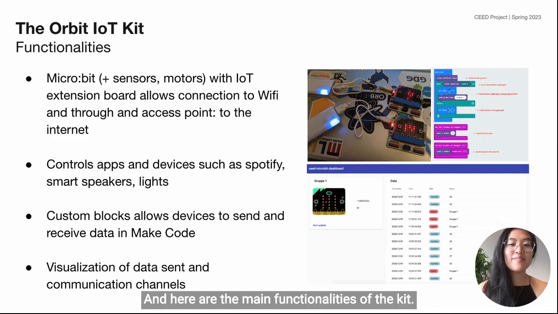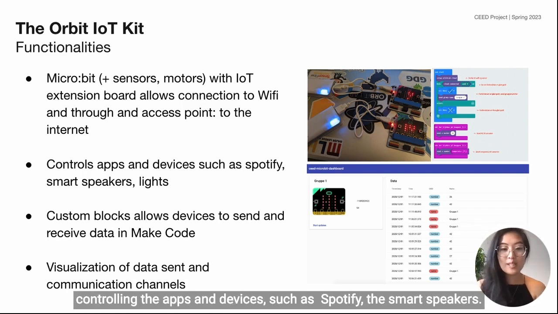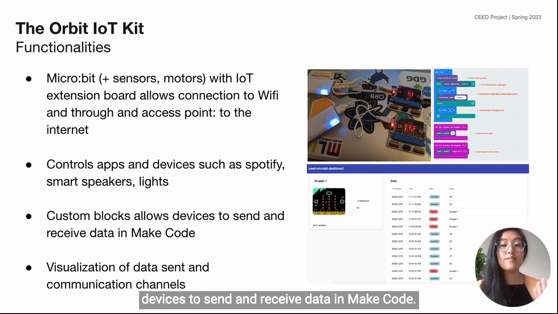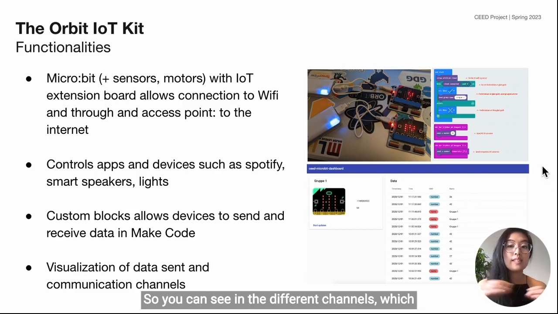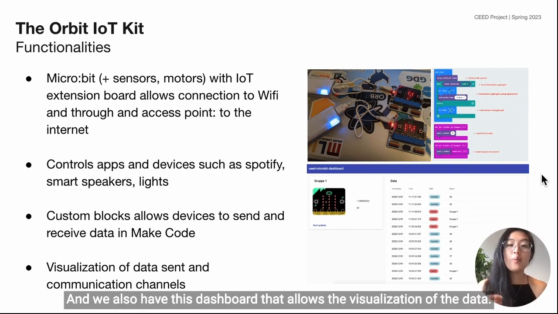And here are the main functionalities of the kit. Besides having the microbit with all the sensors and motors and controlling apps and devices such as Spotify and smart speakers, we also have the custom block that allows the devices to send and receive data in MakeCode, so you can see in the different channels which messages are being sent to which devices. And we also have this dashboard that allows the visualization of the data.